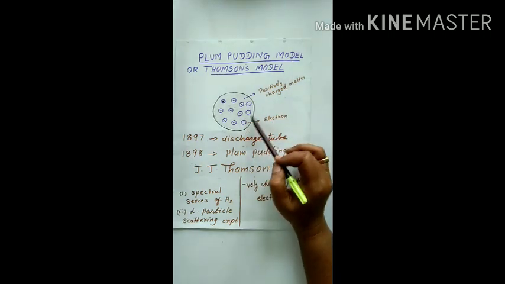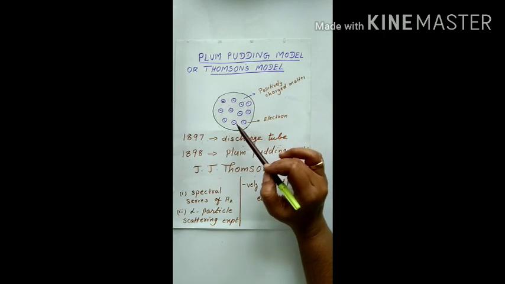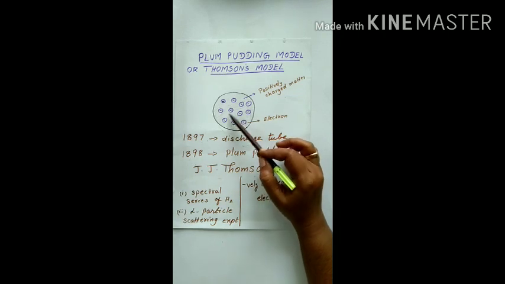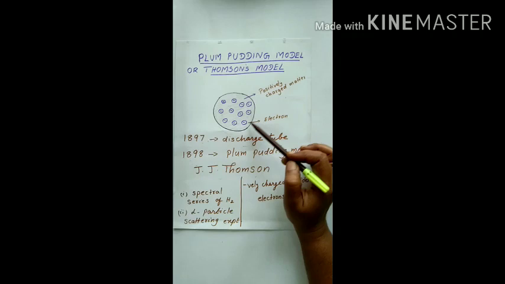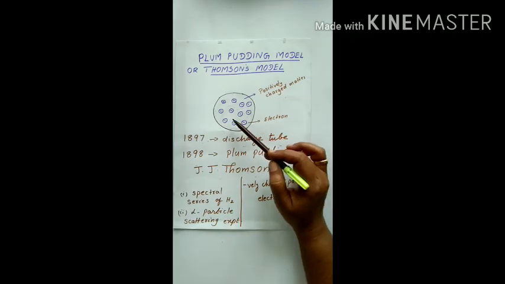The electrons are arranged in such a manner that their mutual repulsions are balanced by the positively charged particles. So, the atom as a whole is electrically neutral.